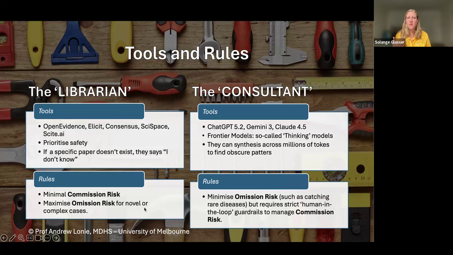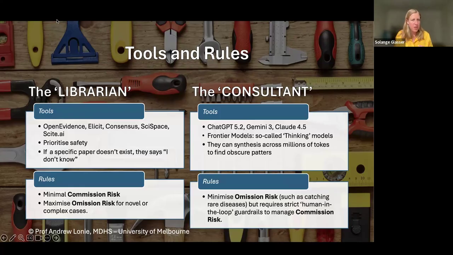not going to be able to give you anything novel or support any kind of complex case that you give it. Now, on the other side of the coin, we have the consultant. And the consultant is our typical ChatGPT, Gemini, and Claude. These are what are called frontier models, and these later ones are our thinking models. They can synthesize across millions of tokens to find obscure patterns. So they're minimizing this omission risk.